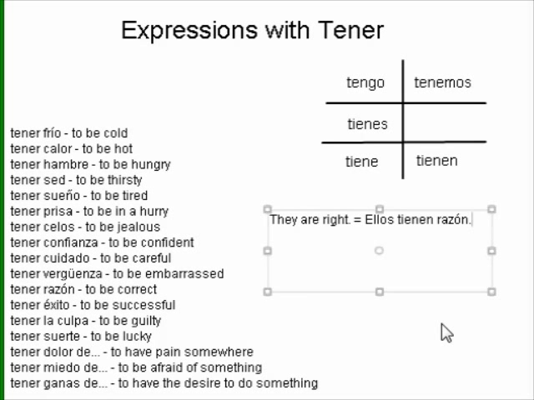You do need to memorize these expressions. You will find yourself sometimes trying to say things like I am in a hurry, and you will be tempted to use the verb ser or the verb estar, both of which mean to be, but that's not correct. You need to be sure to use these tener expressions when it is appropriate to do so.